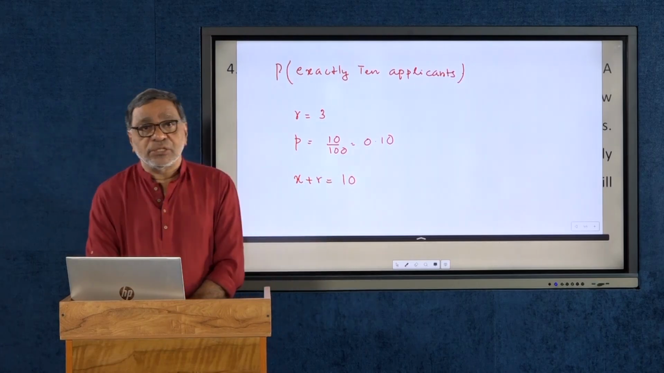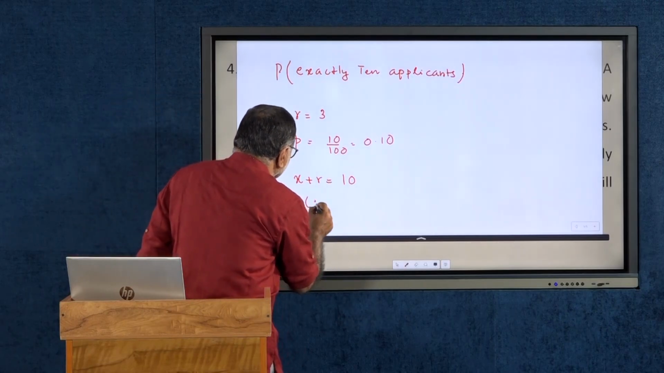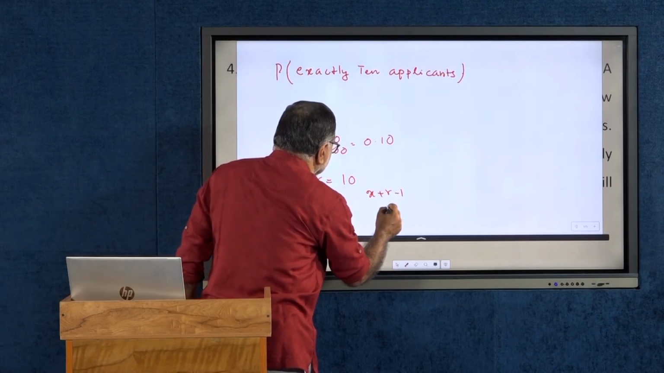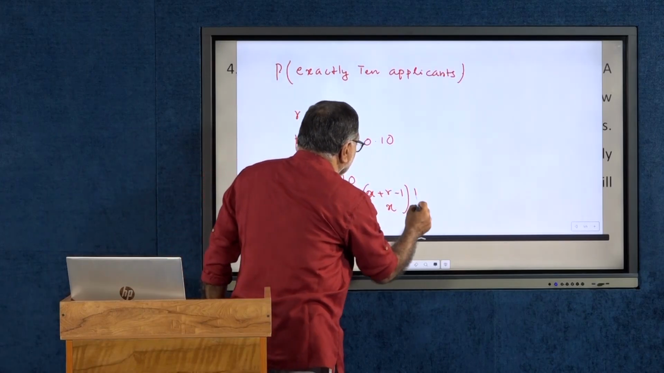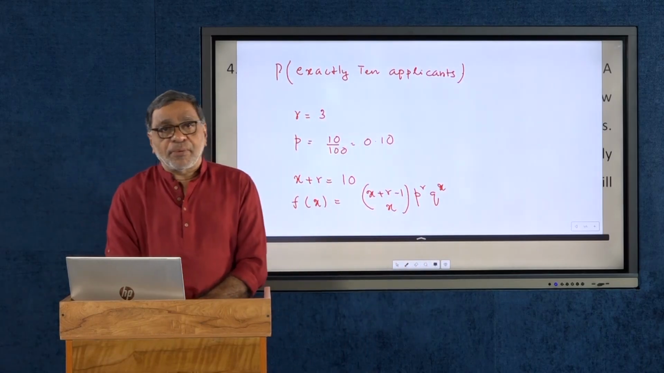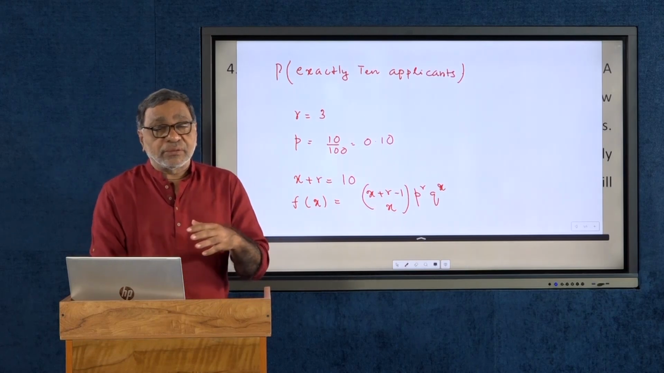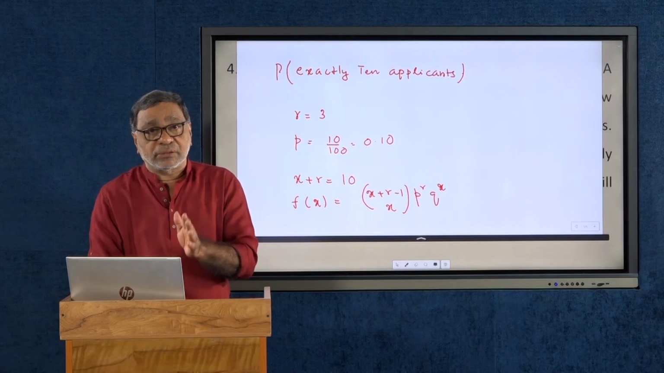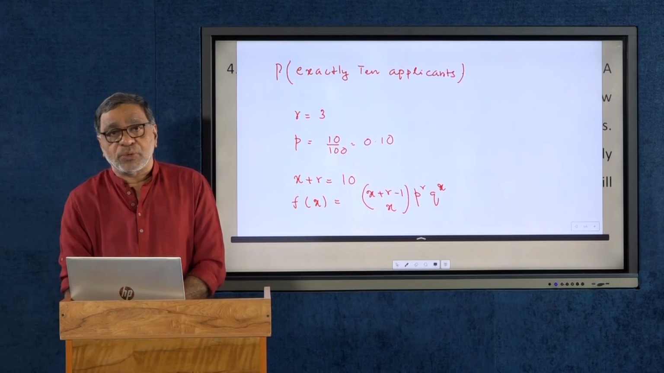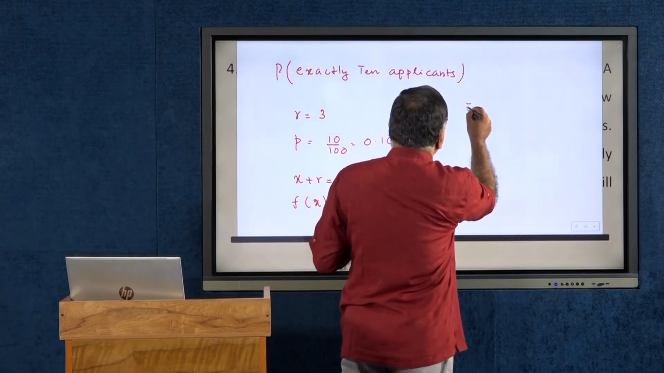fix x plus r is equal to 10, and that is our f of x, the formula of f of x is x plus r minus 1 c x p power r q power x. This is the probability of getting the third success in the 10th trial, obtained by the probability mass function x plus r minus 1 c x p power r q power x, and that is substituting the values.